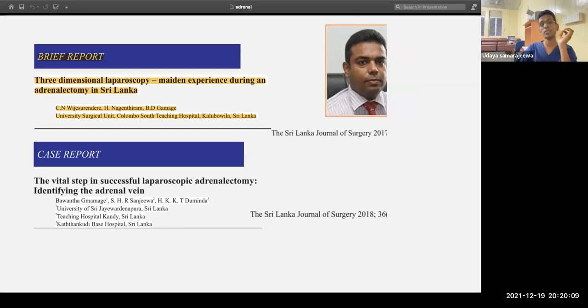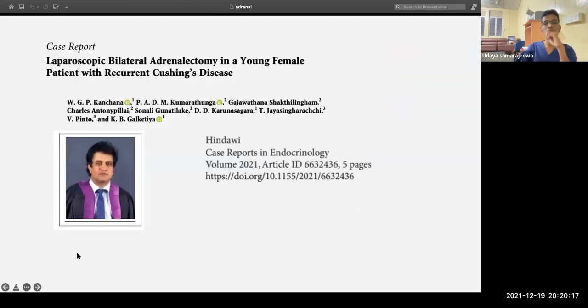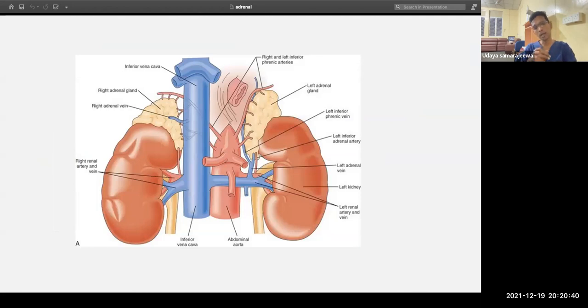Both these articles were published in the Sri Lankan Journal of Surgery, the first in 2017 and the second in 2018. There was another article from Professor Kibi Galkatir, a case report on laparoscopic bilateral adrenalectomy in a young female patient with recurrent Cushing's disease, published in Case Reports in Endocrinology in 2021.